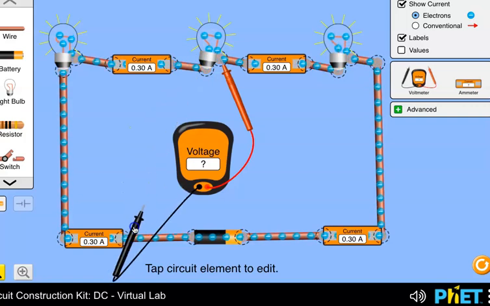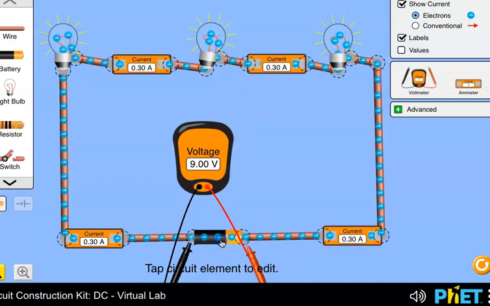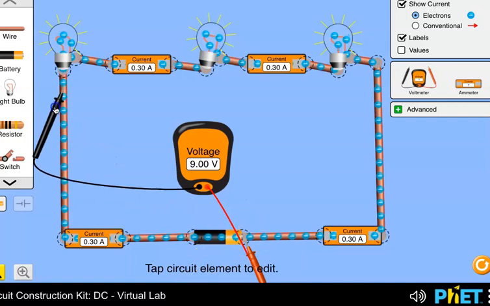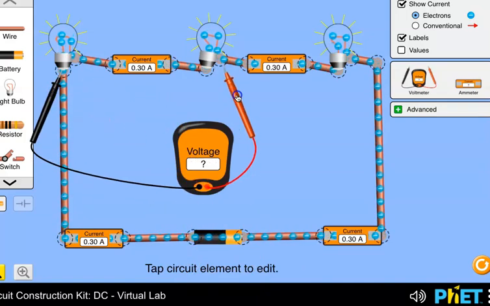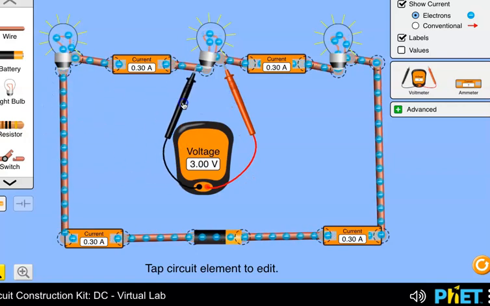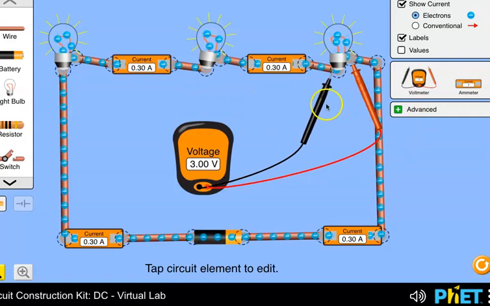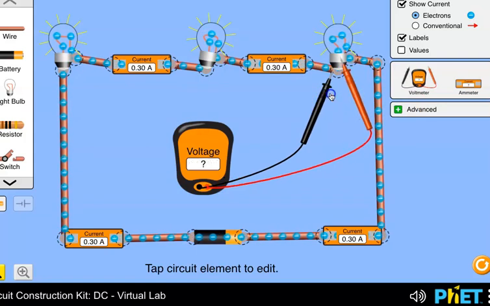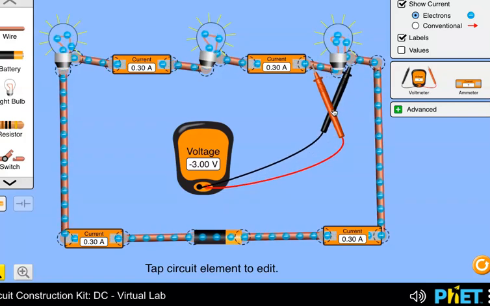So I'm going to first find the voltage of our battery. It's 9 volts, which of course, if I click the battery, it shows 9 volts, so that matches. And then I'm going to look at the voltage across each resistor. And I have 3 volts, 3 volts, and then 3 volts. You might also notice that if I were to switch these, putting the red on this side and the black on this side, I would get negative 3 volts. That's just because potential difference has a positive or a negative depending on which direction we're going.